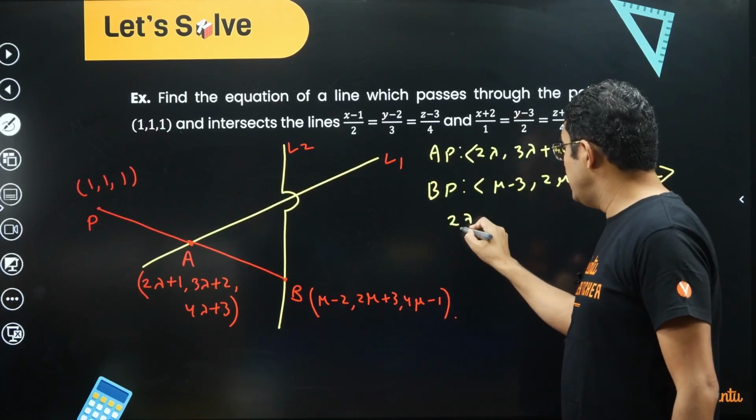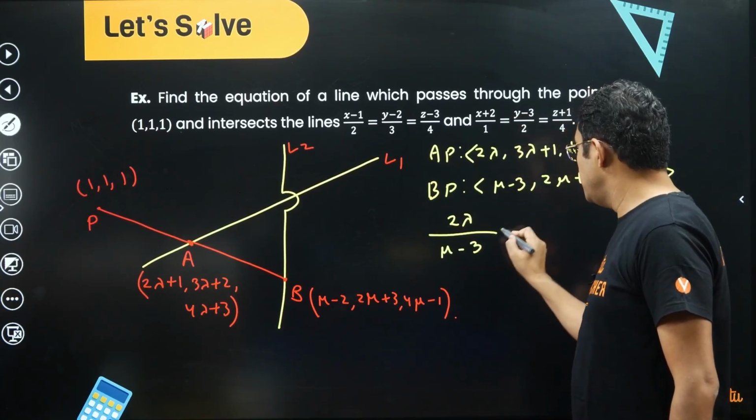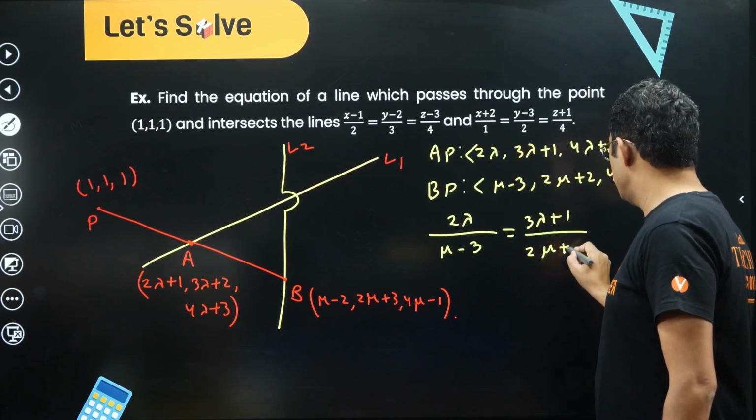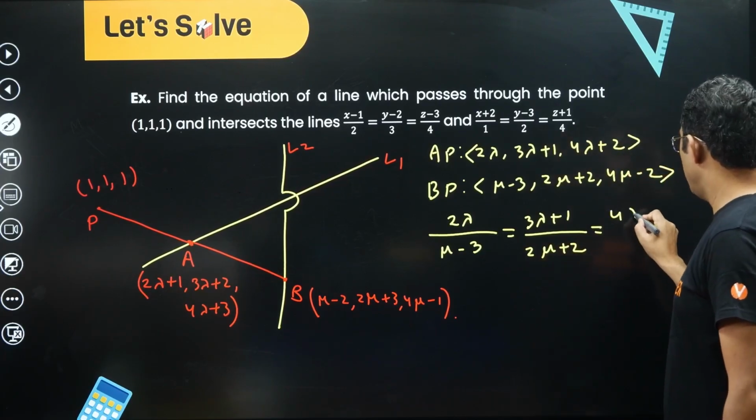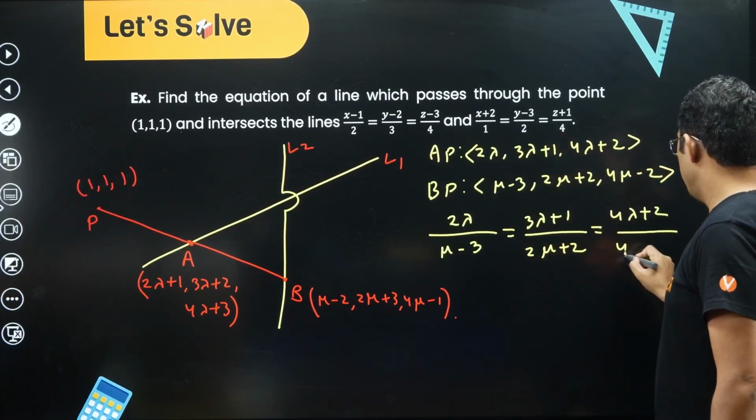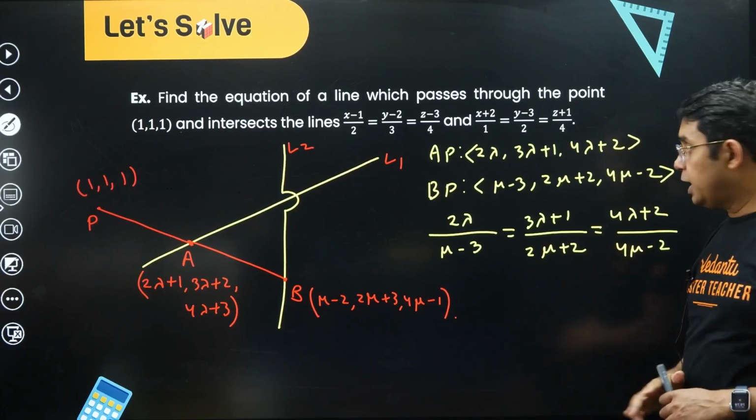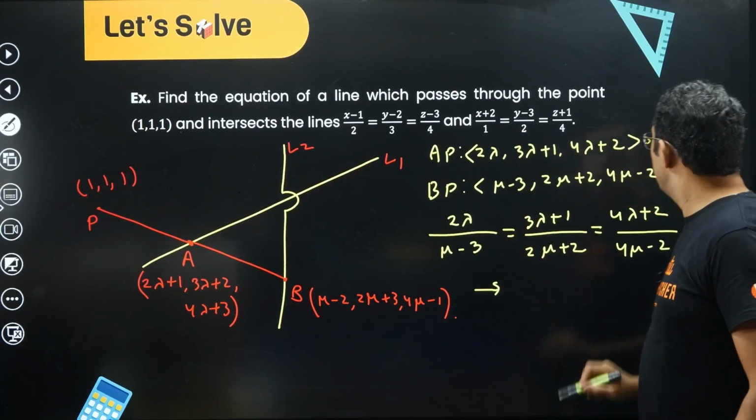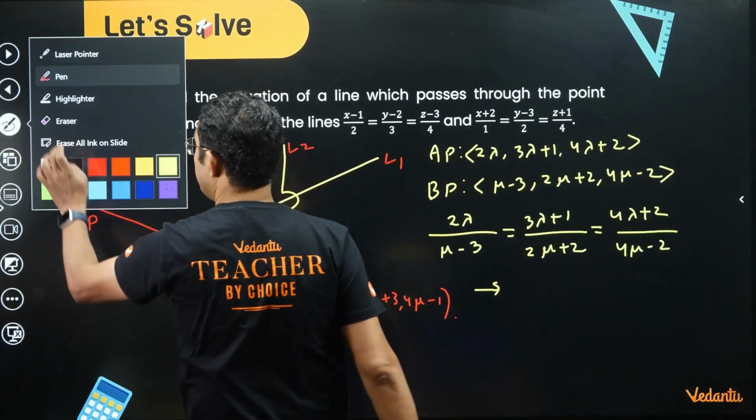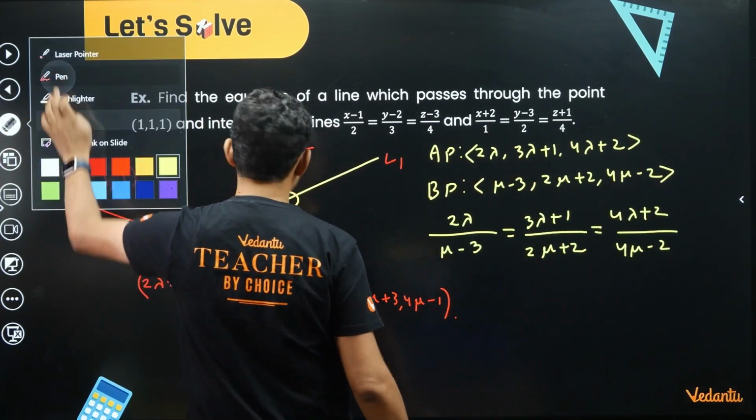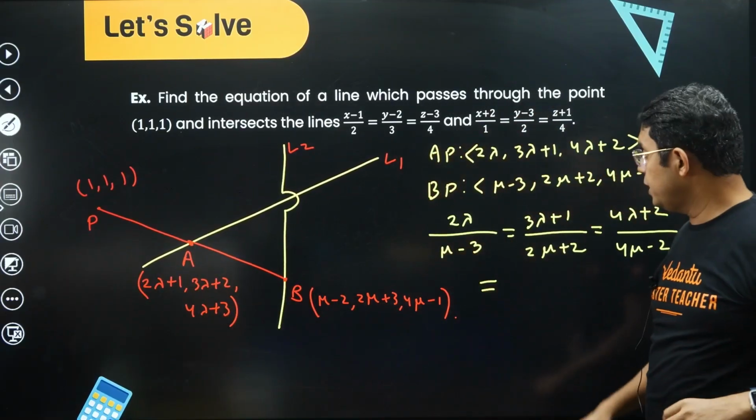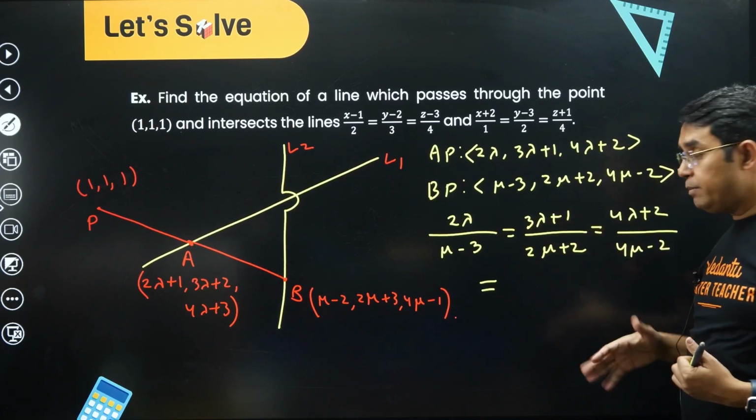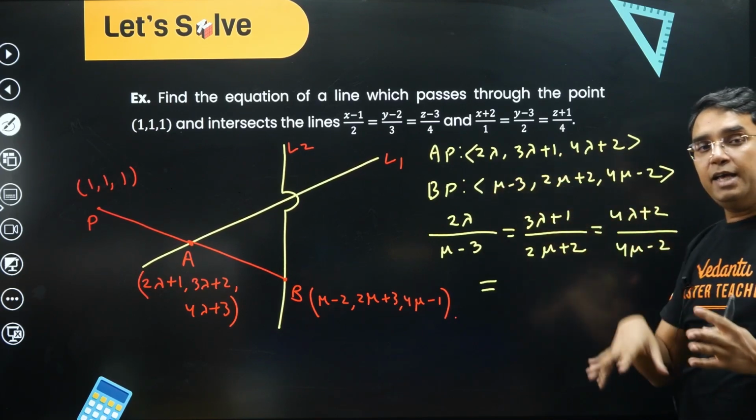So we will be getting 2 lambda upon mu minus 3 is equal to 3 lambda plus 1 upon 2 mu plus 2, and that is equal to 4 lambda plus 2 divided by 4 mu minus 2. Now if you start cross multiplying these, it will become very, very difficult. What I will be doing, I will be using ratio proportion. Ratio proportion means I will be writing these ratios to be equal to, after multiplying this with some number, this with some number, and this with some number, and then adding them in the numerator as well as in the denominator.